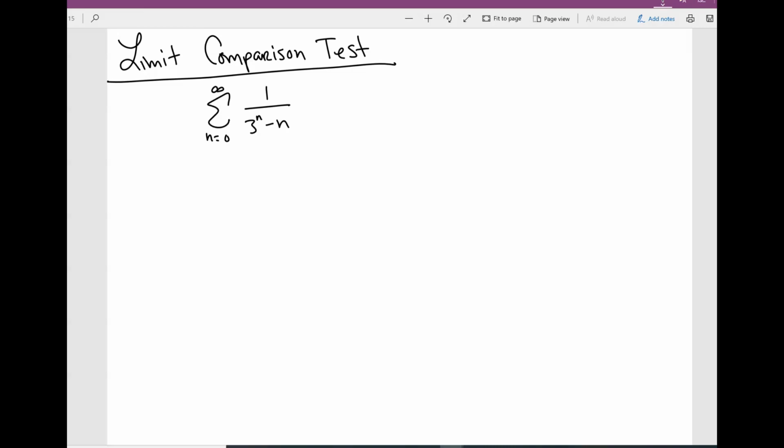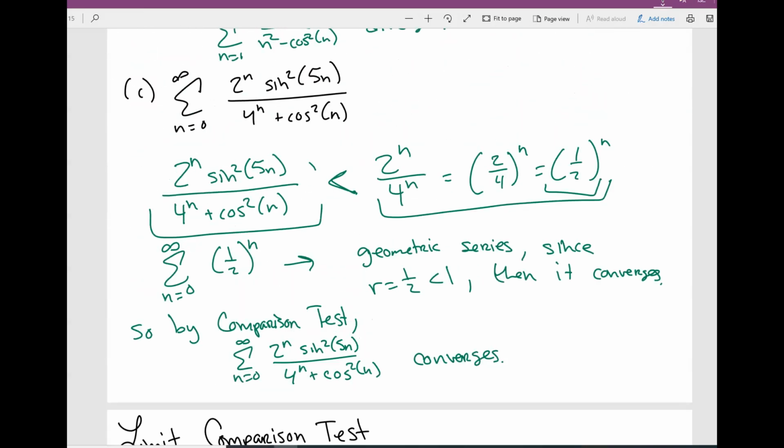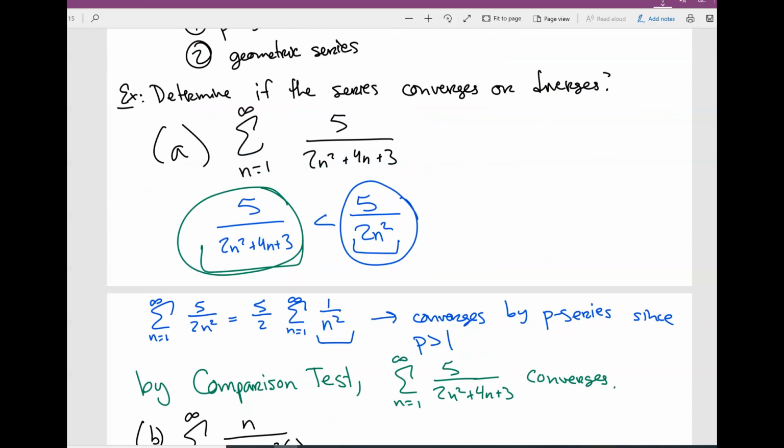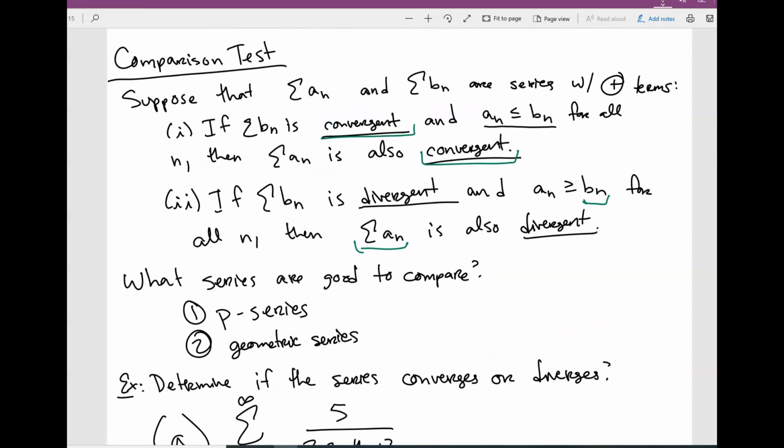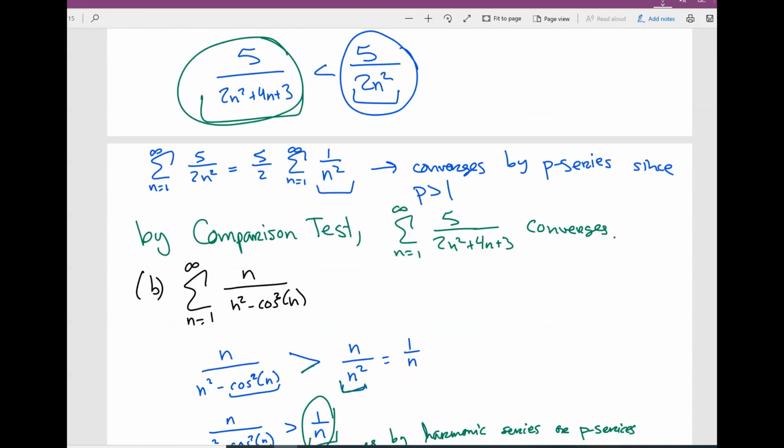Because what we were saying was that if I can find some sort of series that is convergent, and I can prove that this particular series is less than this particular a sub n, then I know that this a sub n is also going to converge. If I know that this series is divergent and a sub n is greater than this new divergent series, then I know that the sum of a sub n is also going to diverge. So now let me show you when that doesn't work.